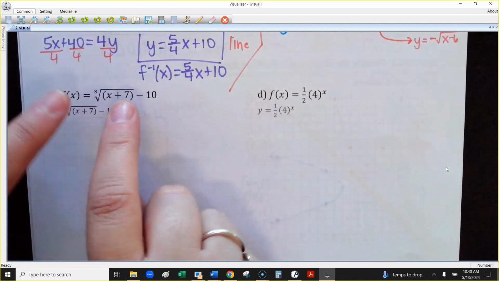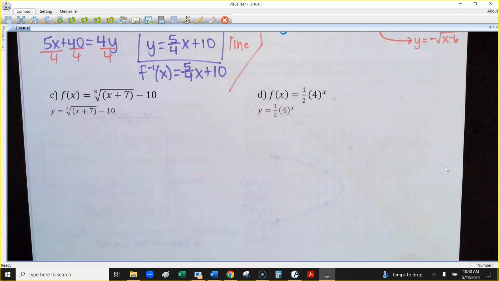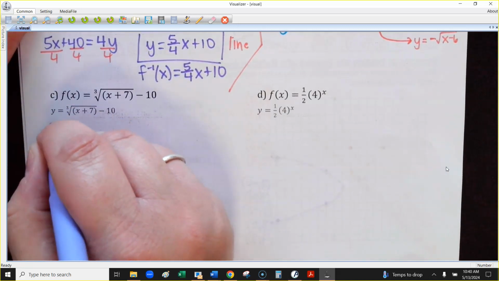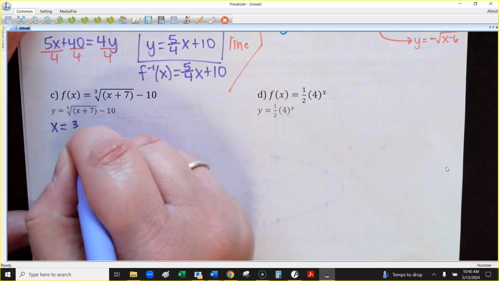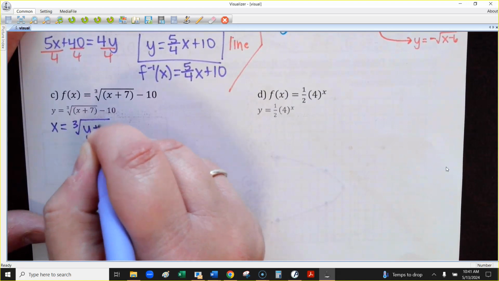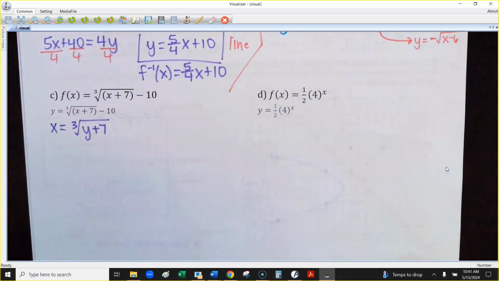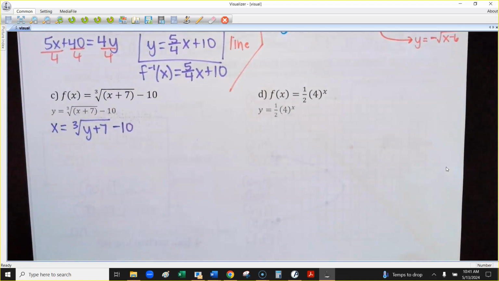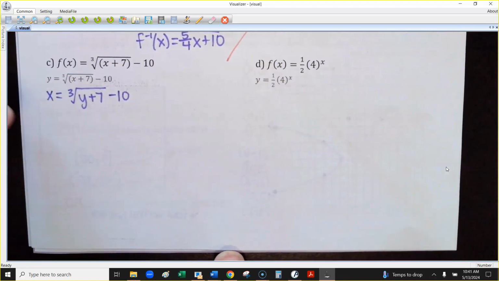So I replaced f of x with y, and then to get this in function notation, we could do that at the end if we want to go back, but we don't have to. I'm going to switch x and y to find the inverse here. So then under the cube root, sorry, we'd have y plus 7, we'd have the minus 10 on the outside. What would you do there first if you were trying to get y alone?